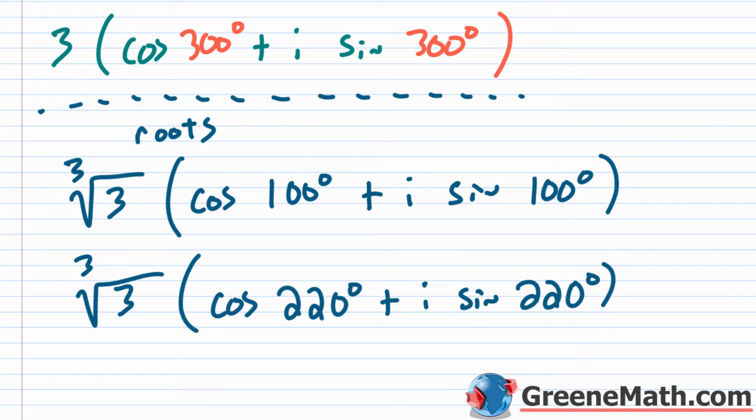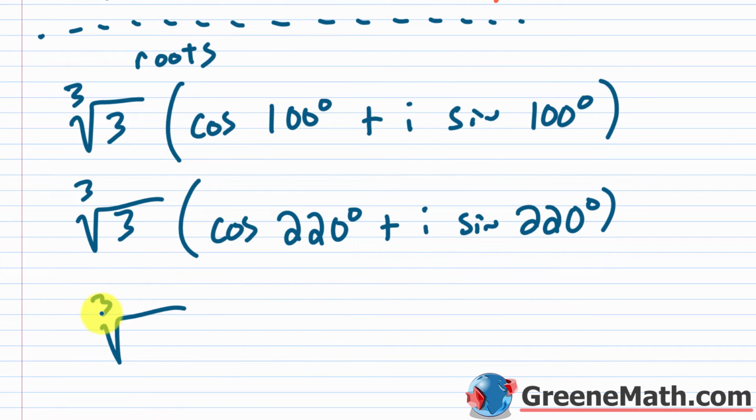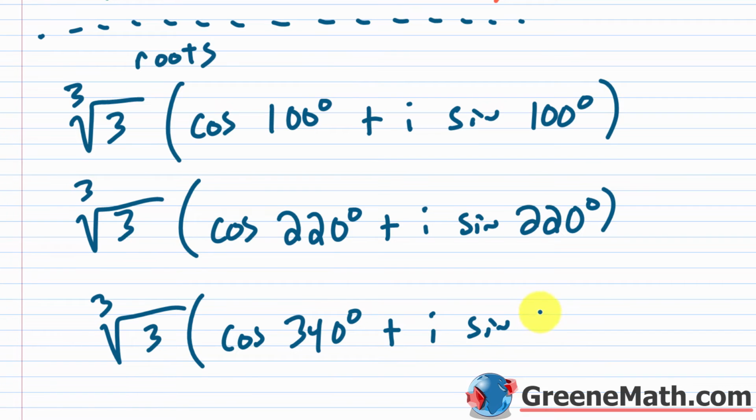And then for the last one, we're going to have the cube root of 3 times the quantity cosine of, again, just add 120 degrees to this. That's going to be 340 degrees. So let's put that there, plus I times the sine of 340 degrees. So this would be the 3 cube roots for your complex number.